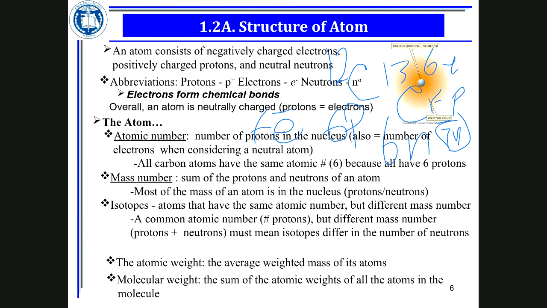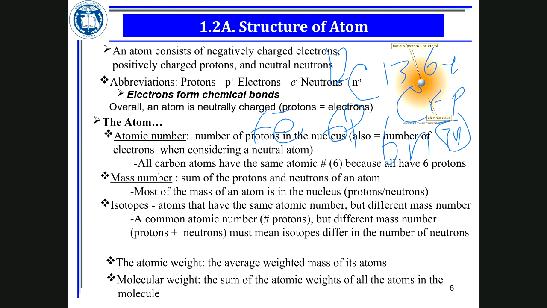How are these two related? They are isotopes of one another. So different number of neutrons, but the same number of protons. Atomic mass is the number of protons plus the number of neutrons. And atomic number is just the number of protons.